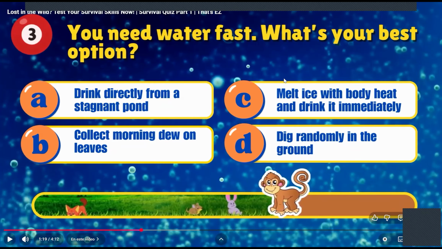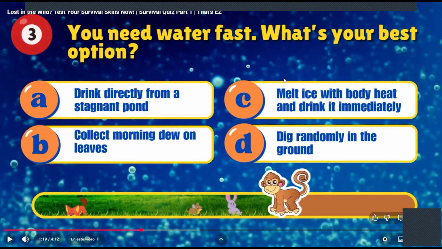The best option is letter B. Morning dew. All right, morning dew, okay? El rocío de la mañana is fresh and safe, not stagnant pond, because remember, this water is not the best option. Okay, let's carry on to the next. Carry on, please. Number 4, here we go. Dew is fresh and safe, unlike stagnant water, which could be full of bacteria.